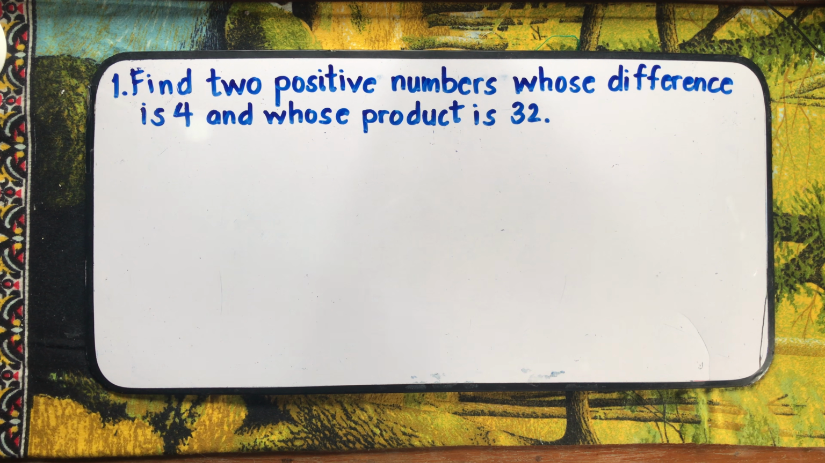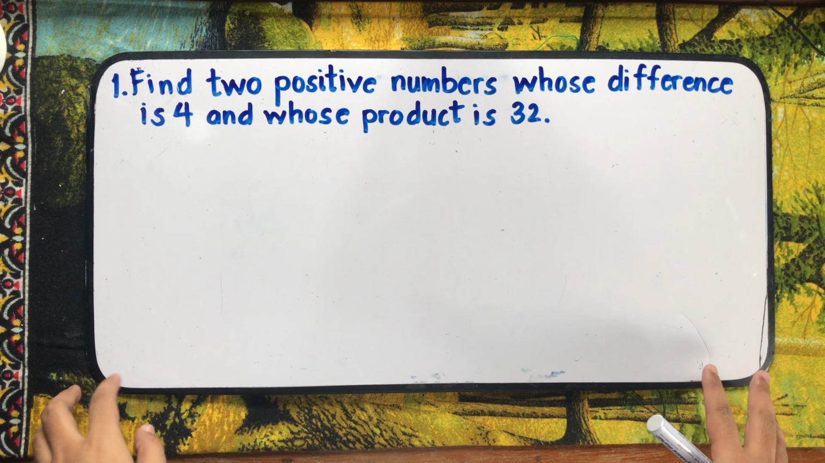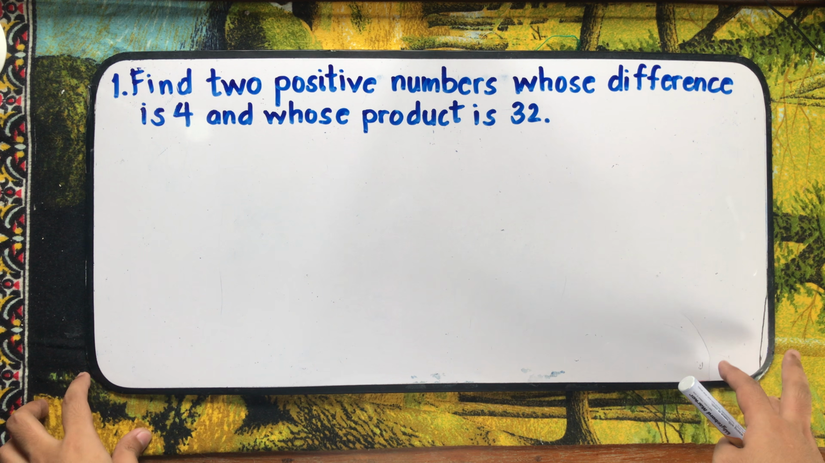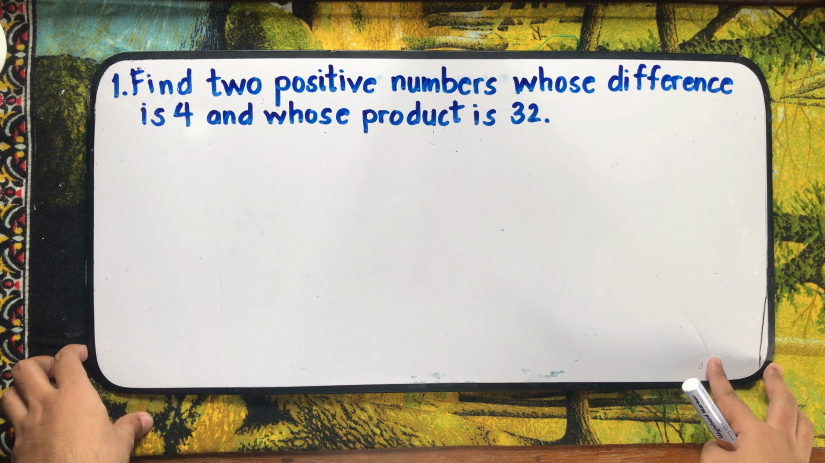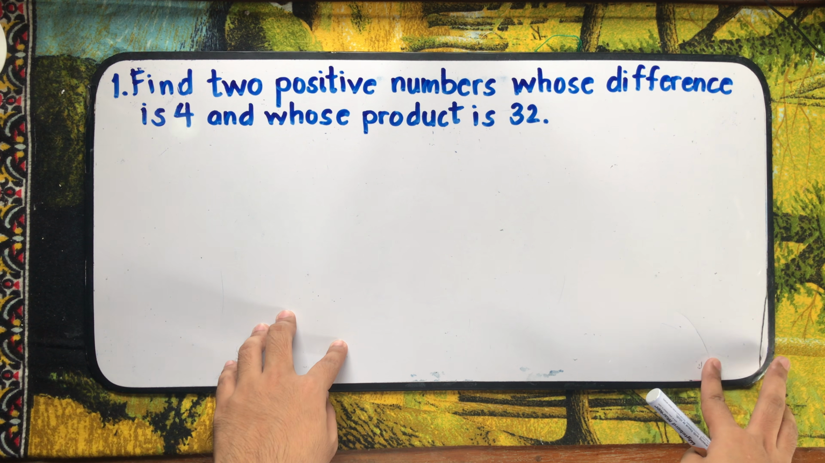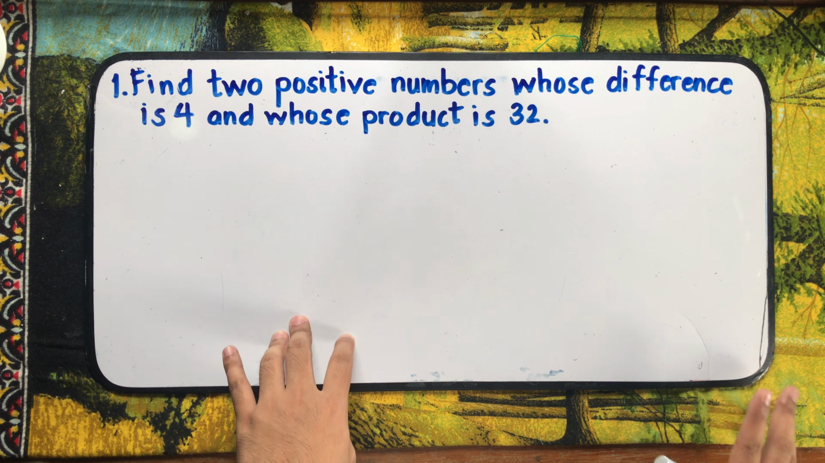Last time, we were able to solve 4 different systems of equations. And for this time, we will now try to apply those systems of equations using word problems. Okay, so this is the first example. This is the application of systems of equations. Number 1. Find two numbers whose difference is 4 and whose product is 32.